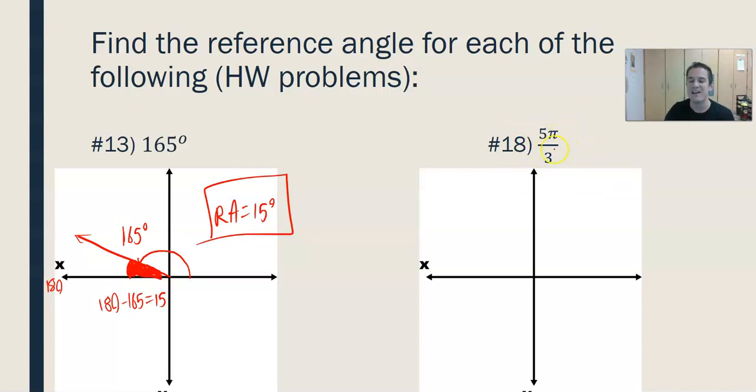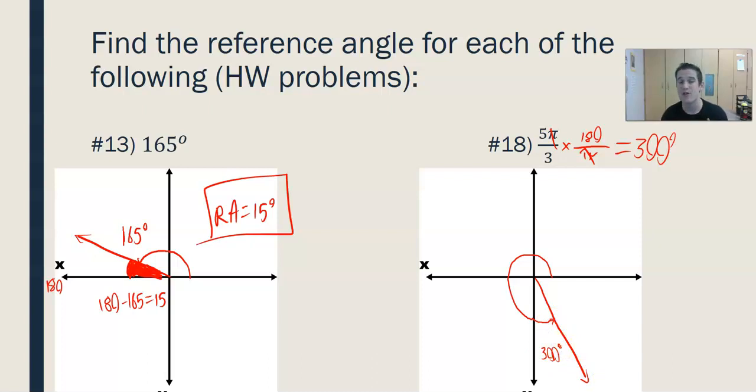Number 18, I have 5 pi thirds. So again, you can do this leaving it in radians. It's easier to kind of start off with, again, to do it in degrees. So I'm going to go ahead and convert this into degrees. Convert it using 180 divided by pi. So 5 pi thirds times 180 over pi. The pi's cancel. I have 180 times 5 thirds, which is 300 degrees. So let's draw my angle. I have 90, 180, 270. I need to go a little bit farther to reach 300 degrees. That's 300 degrees. So that's my angle.